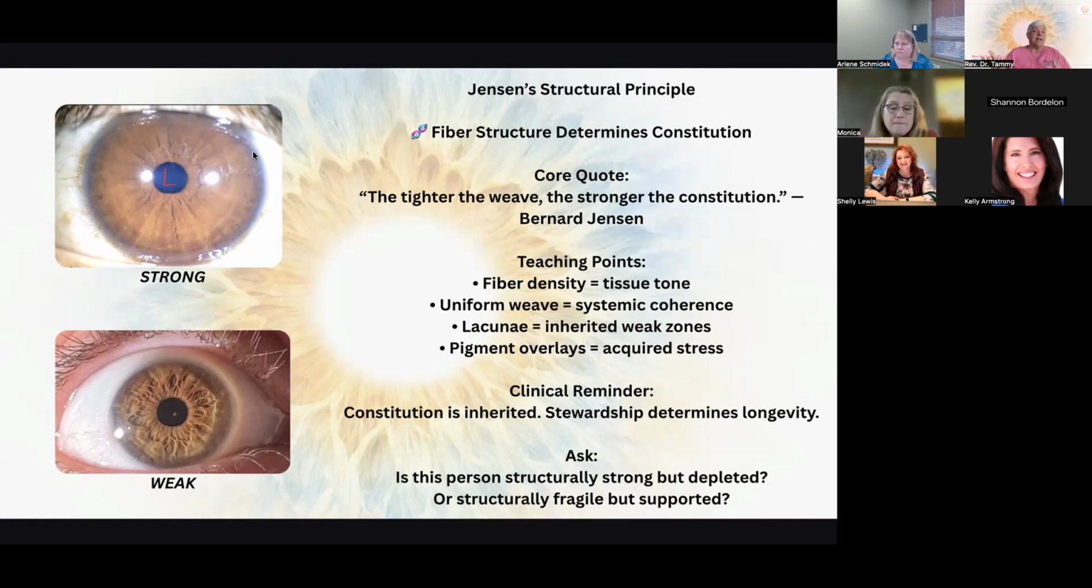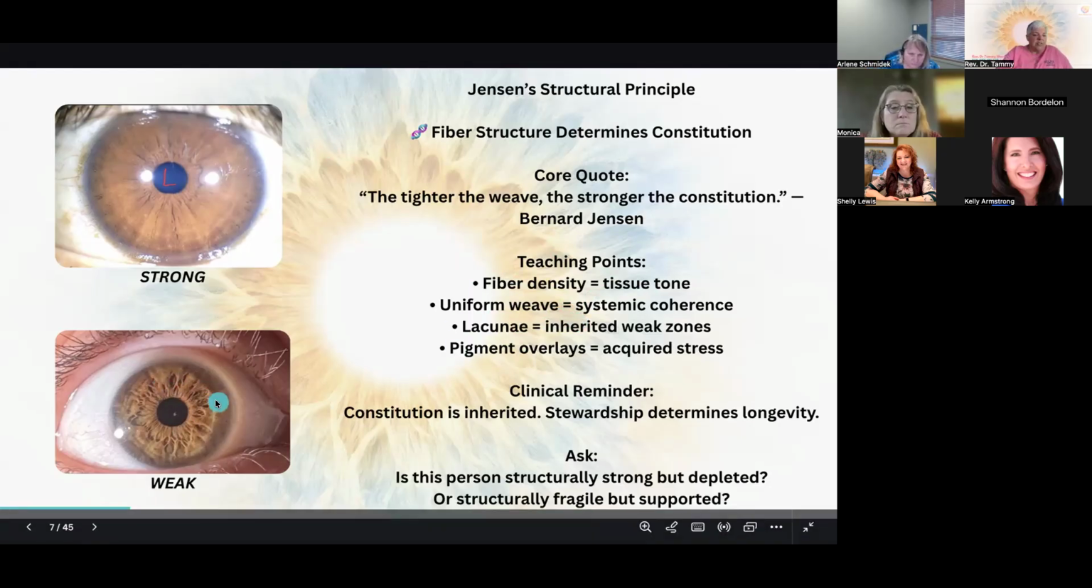We're not outside in the elements working and building our body and building our bones and all of that. That starts building weak constitutions, and it starts passing on down. So you want to look at the fiber density, the tissue tone, the uniform weave, the systematic coherence, the lacunas. These are lacunas that you're going to start seeing in the eyes. These are pockets of inherited weak zones.